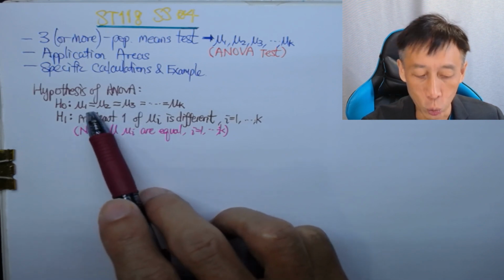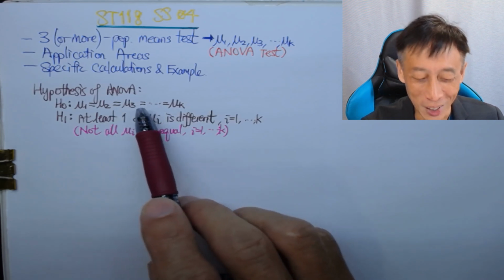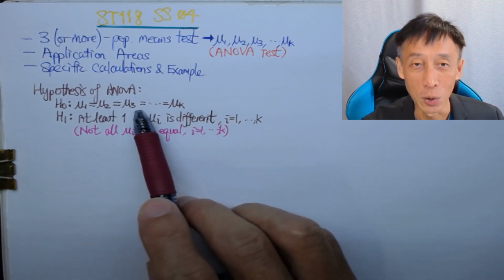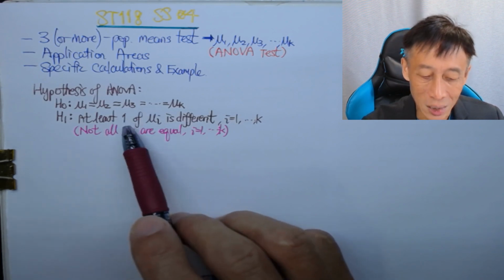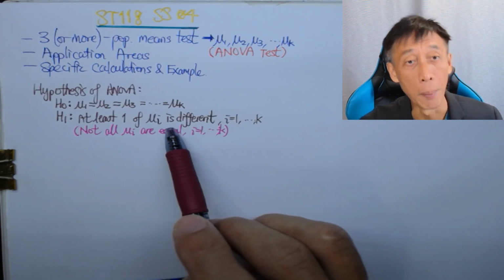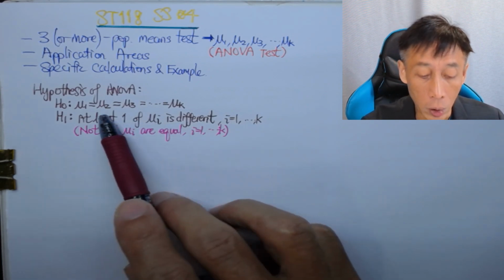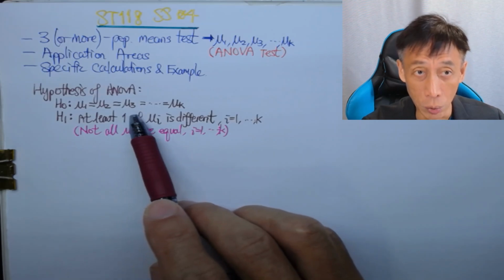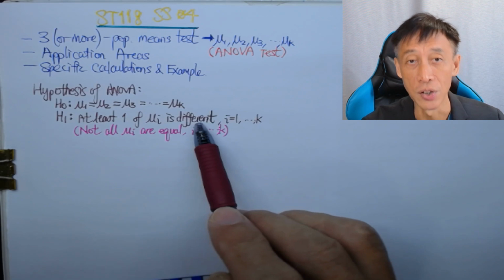For example, all are 2, 2, 2, 2.5, 3, sorry, 2, then 2, 2, 2. So the 2.5 is so outstanding that it is different. So at least one of the mu, I don't know which i, but one of them is different. It can be two or more, or it can be that all are different. So the wrong thing to say is H1: all mu i's are different.